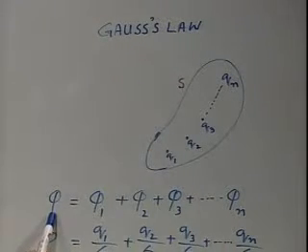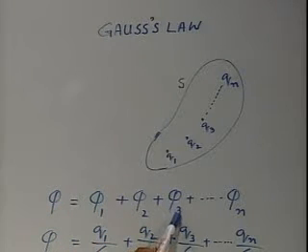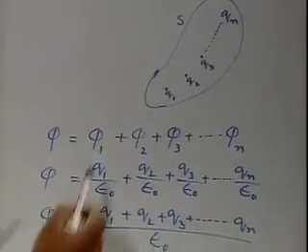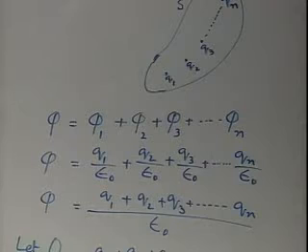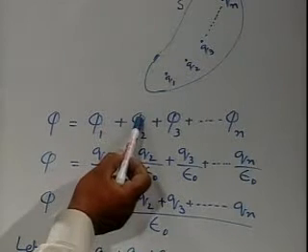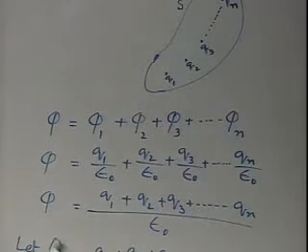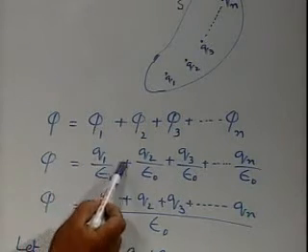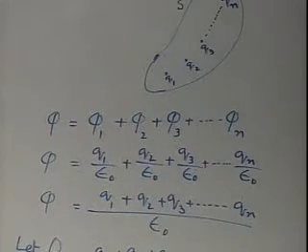If phi is the total flux, then it will be equal to phi 1 plus phi 2 plus phi 3 up to phi n. Now what is the flux passing through this closed surface due to charge q1? Yes, you have just studied. It will be q1 over epsilon naught. Similarly, phi 2 will be equal to q2 over epsilon naught. Putting all these values in this equation, we have phi is equal to q1 over epsilon naught plus q2 over epsilon naught plus q3 over epsilon naught up to qn over epsilon naught.